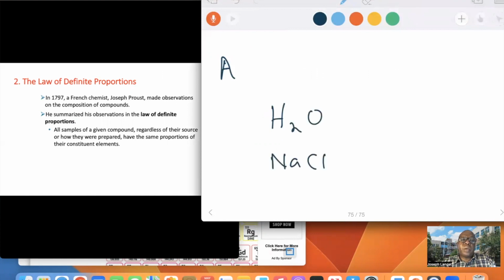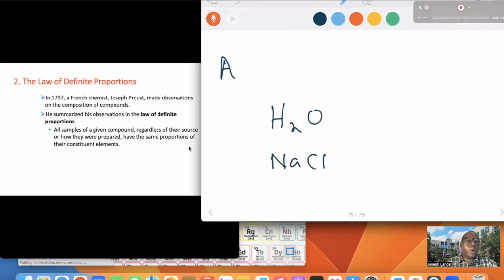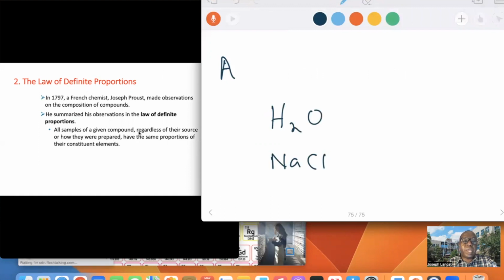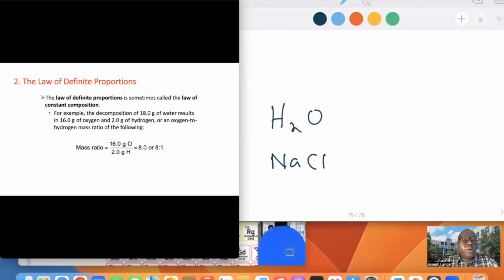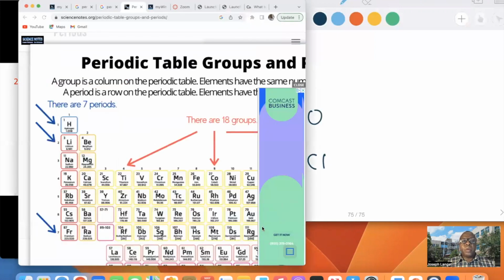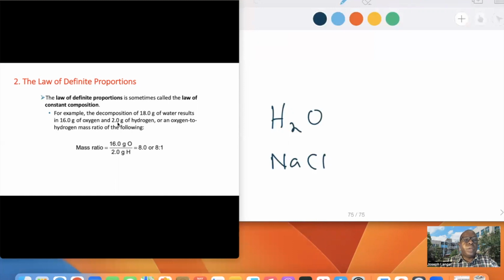Similar with sodium chloride. No matter where we source sodium chloride, it will still consist of one sodium and one chlorine. I commit it to memory using the word "definite." That means it's well defined, regardless of the source. The law of definite proportion is sometimes called the law of constant proportion. So in the exam, when you see the law of definite proportion or law of constant composition, it means the same thing.